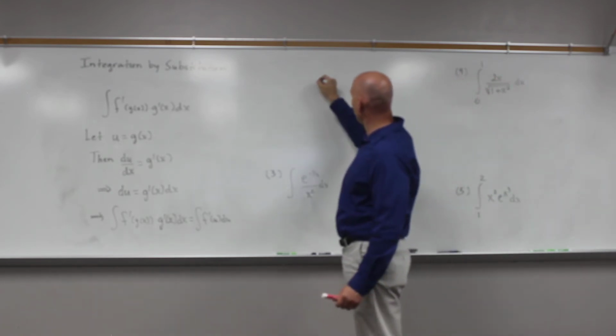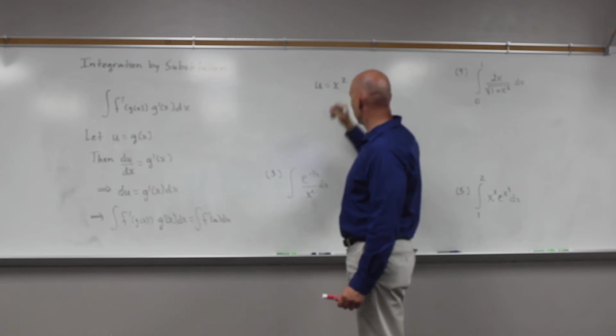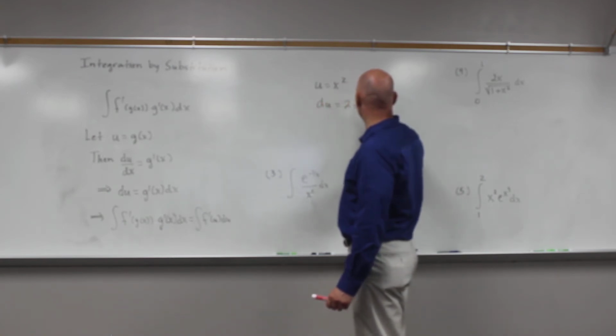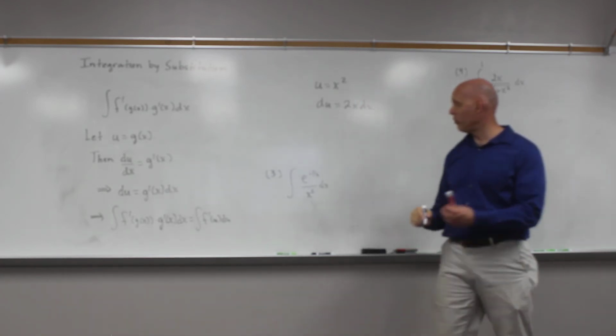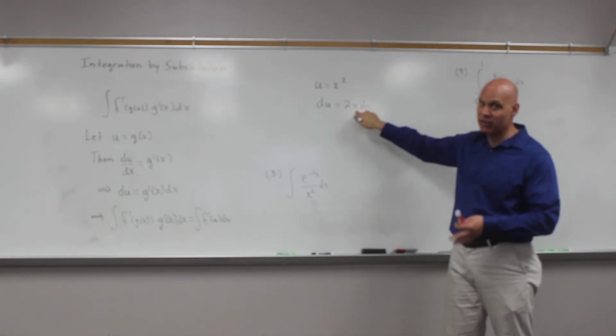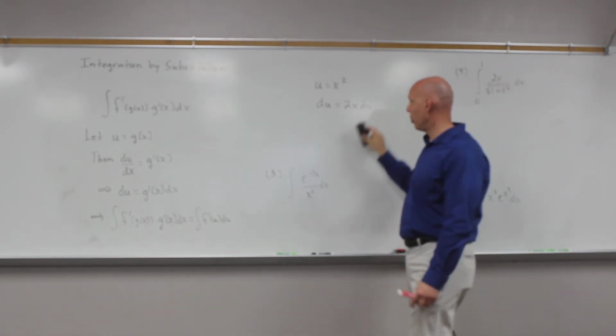What if I let u equal x squared? Then du would be 2x dx. Well, I don't have 2x dx anywhere. Being off by a number is fine. Being off by an x, not good. It just tells me I did the wrong thing.